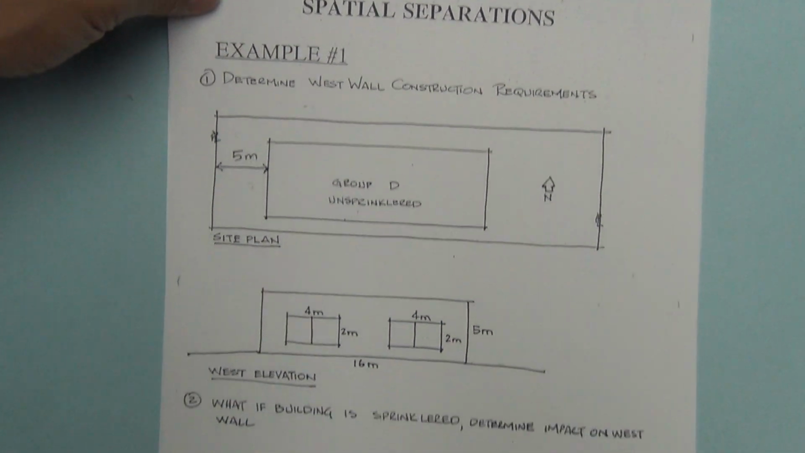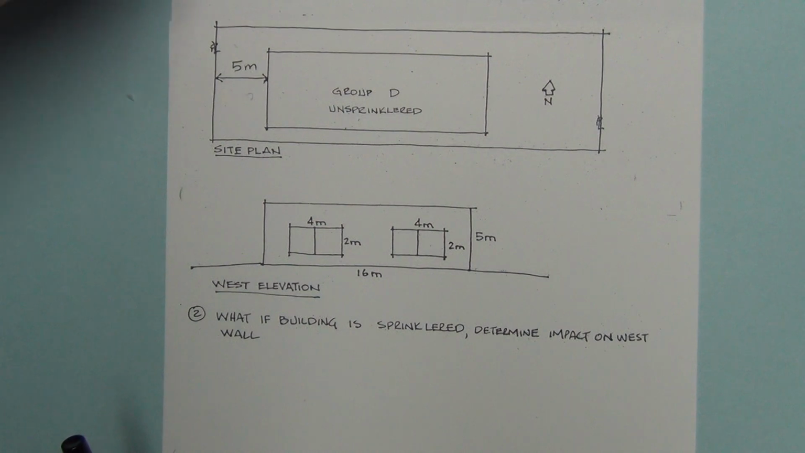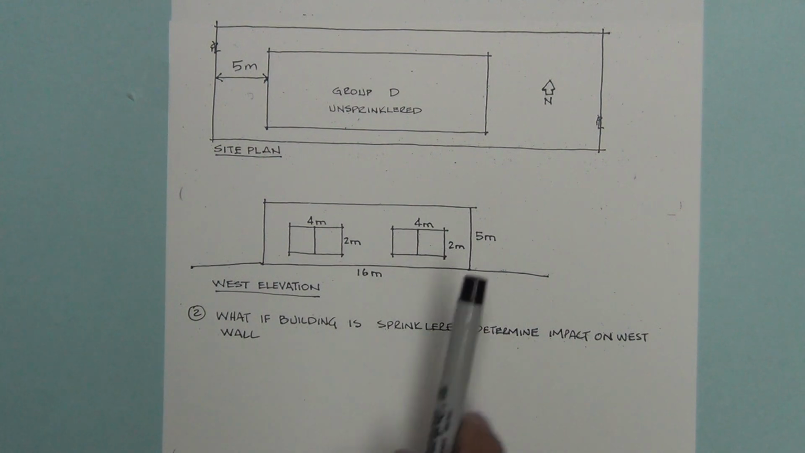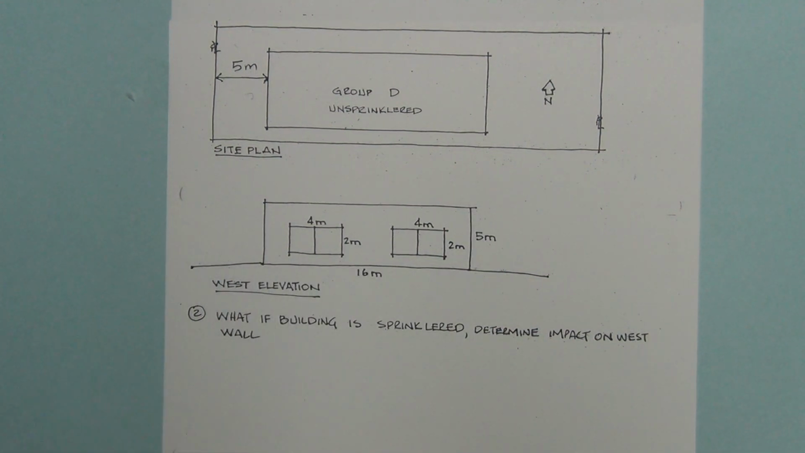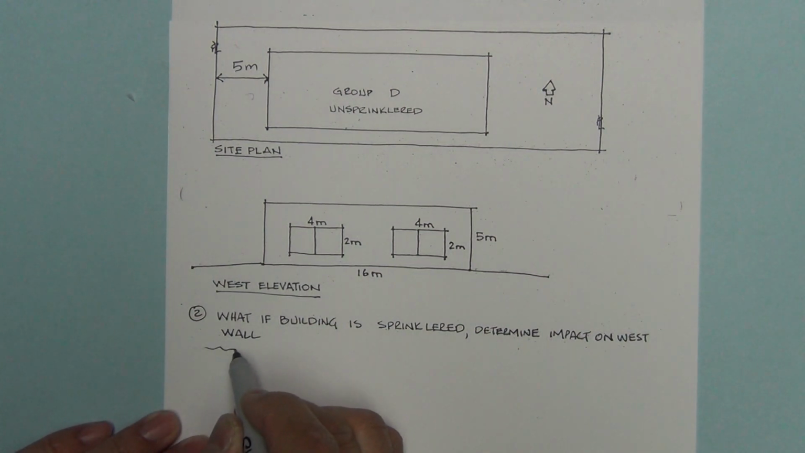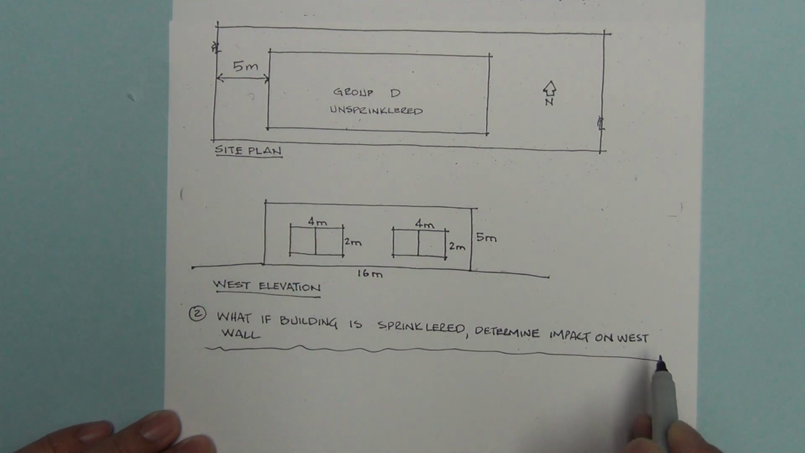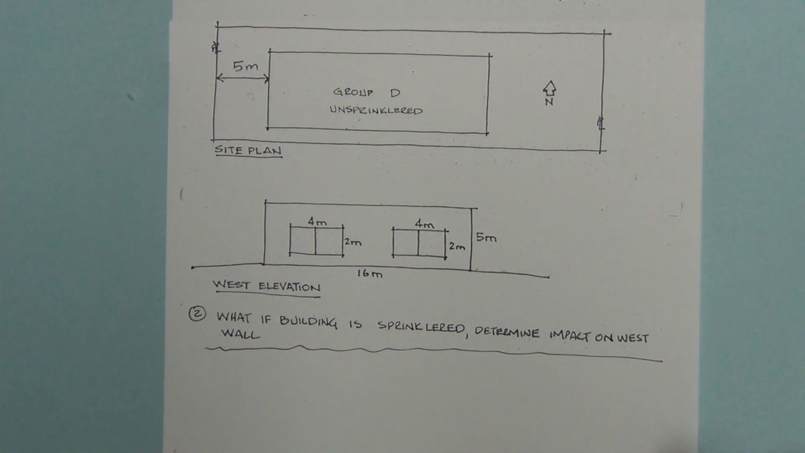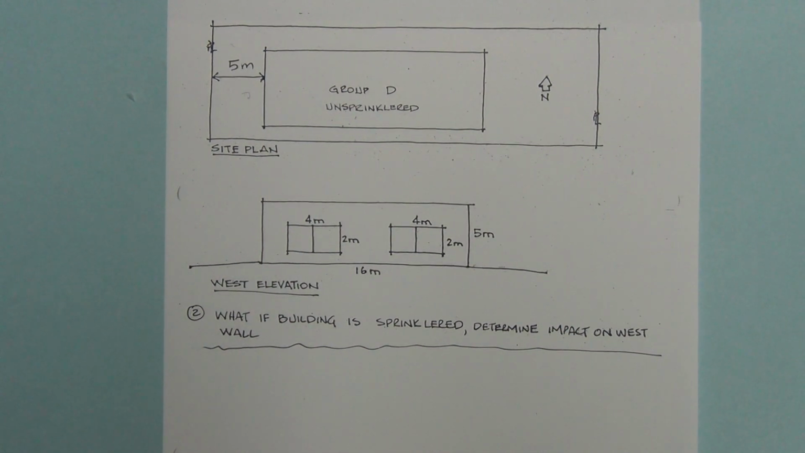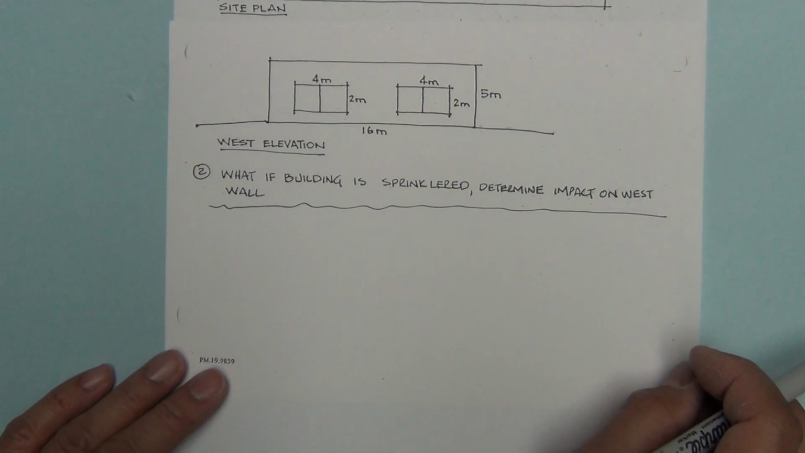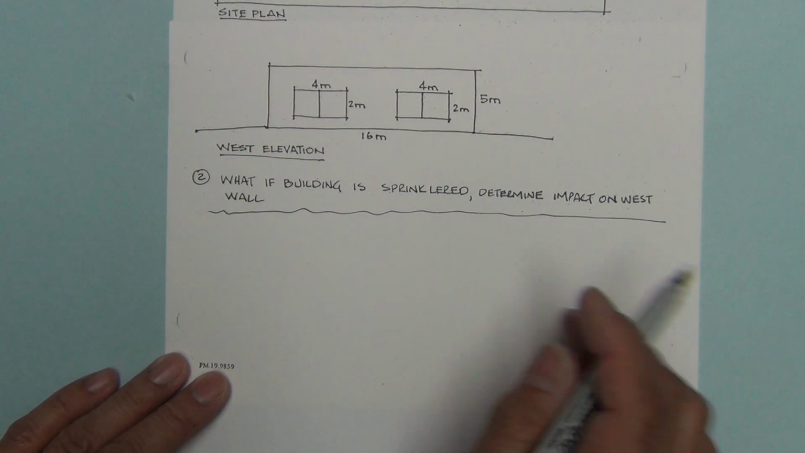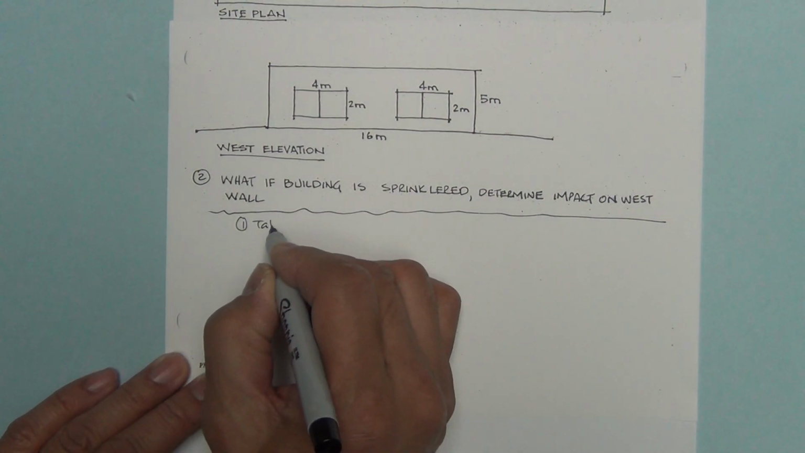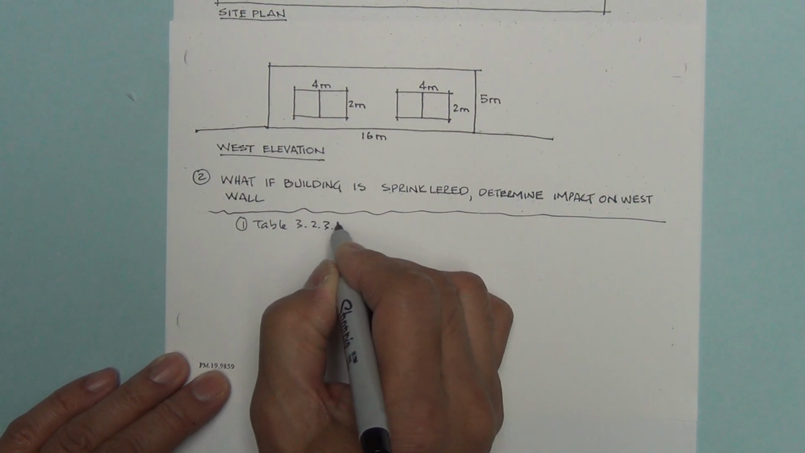The elevation of the west wall looks like this, where we have 2 window openings, 2 by 4 each, and the size of the exposing building face being 5 meters high times 60 meters wide. So the first step to determining the construction requirements is to first determine which spatial separation table is applicable. Is it table B, C, D, or E? So being a group D occupancy, which is light fire load, unsprinklered, we would be applying table B.